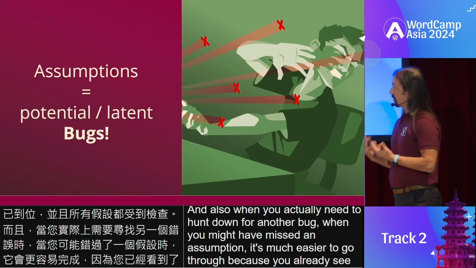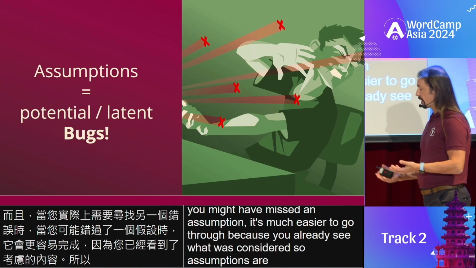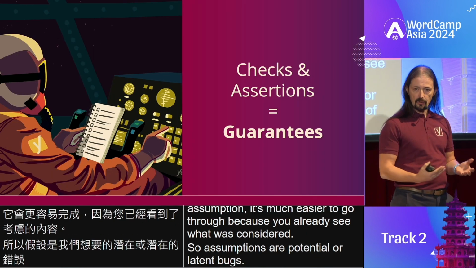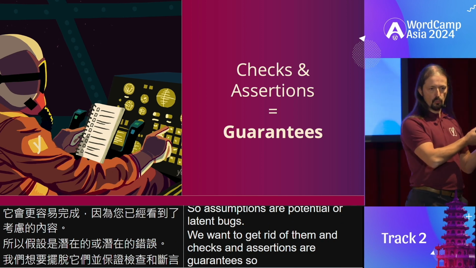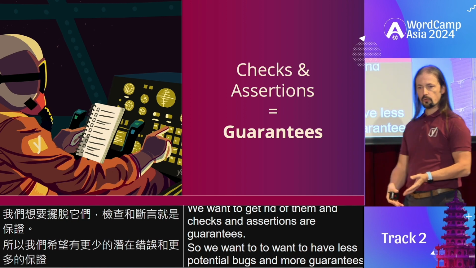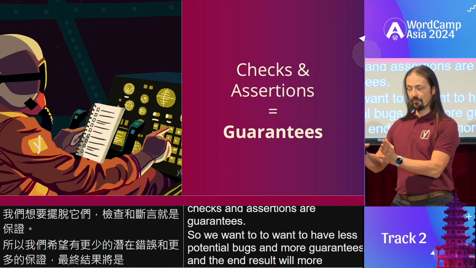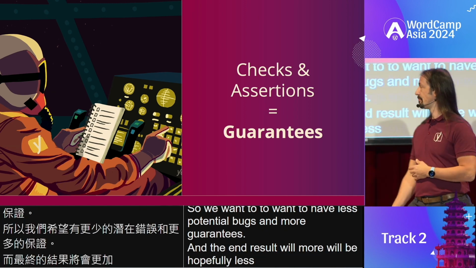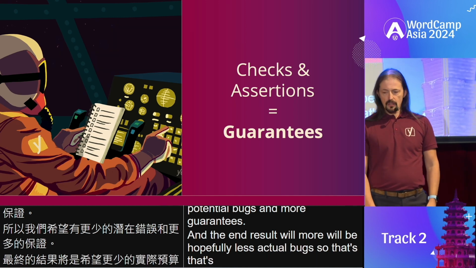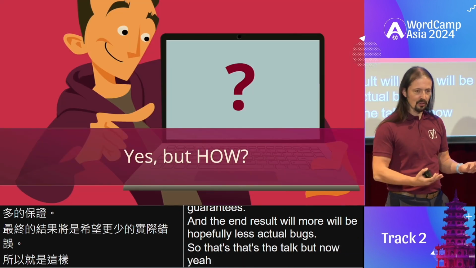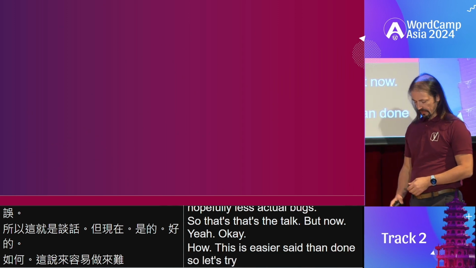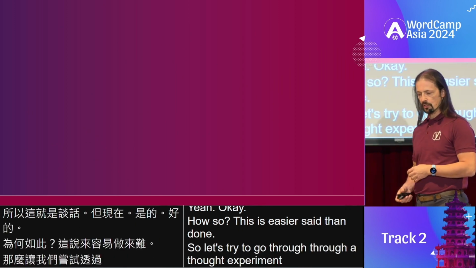So, assumptions are potential or latent bugs. We want to get rid of them, and checks and assertions are guarantees. So we want to have fewer potential bugs and more guarantees, and the end result will be hopefully fewer actual bugs. So that's the talk. But now, yeah, okay, how? This is easier said than done. So let's try to go through a thought experiment first, and then I'll show you a few examples.